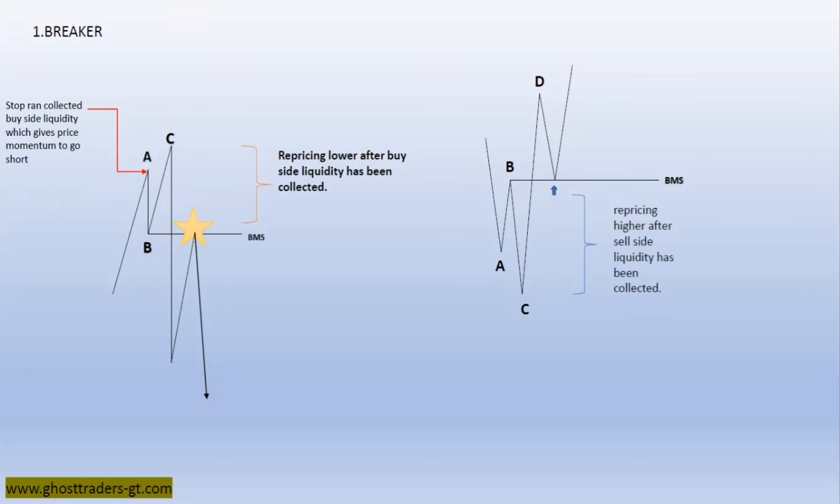When it comes to a breaker, we have price collecting liquidity, and when it comes to a mitigation block, we have a failure swing, or price failing to create a higher high. But when it comes to a breaker, we have price creating a higher high, meaning taking out the previous high. So that's the difference between a breaker and a mitigation, and I hope you get it. If you don't get this, make sure that you try to write down everything that I've just said before we go to the examples and everything.